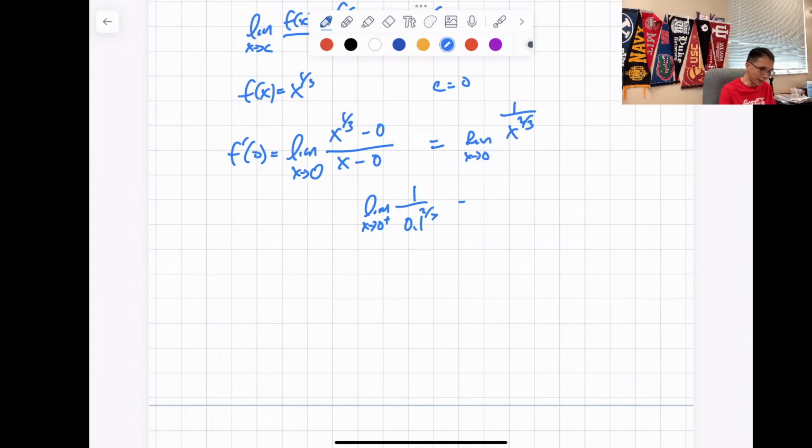It doesn't matter. It's going to go to very small. If it goes to small, then the top is 1, so it's going to infinity. Does that make sense? So that's where the vertical tangent is. Vertical tangent, because the slope equals infinity.